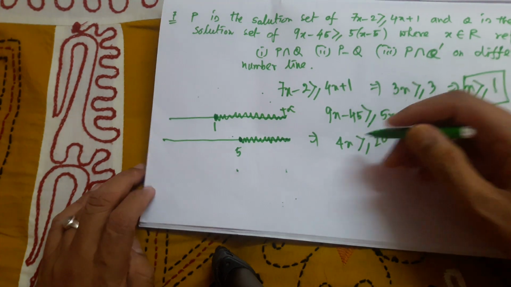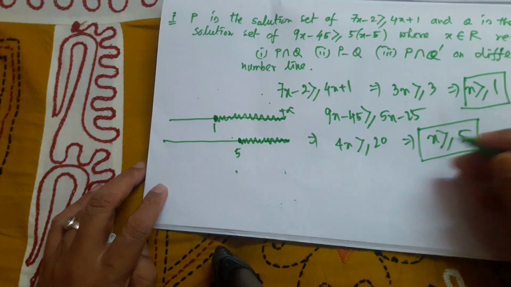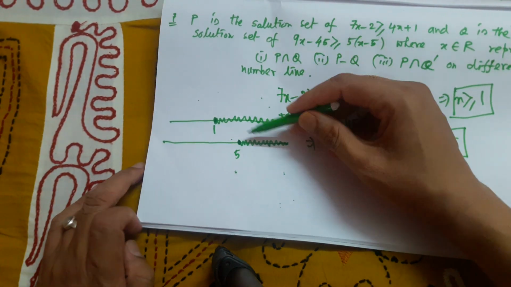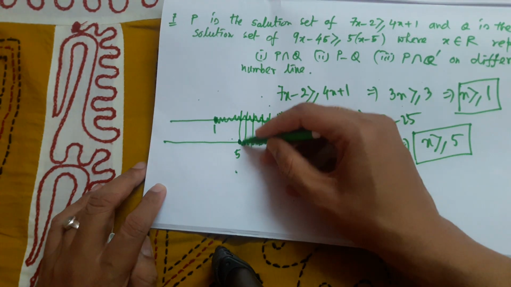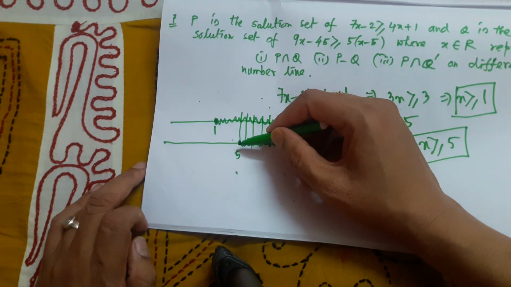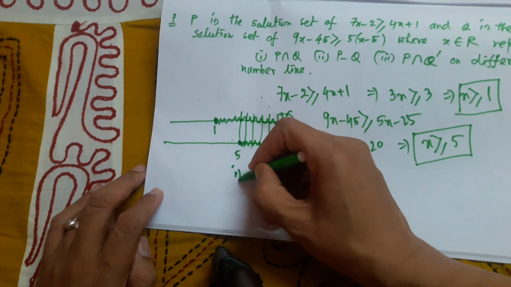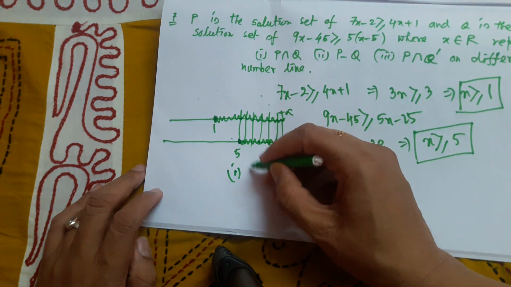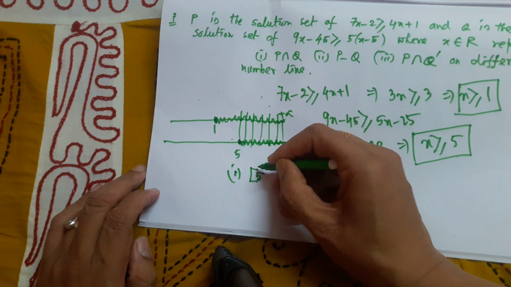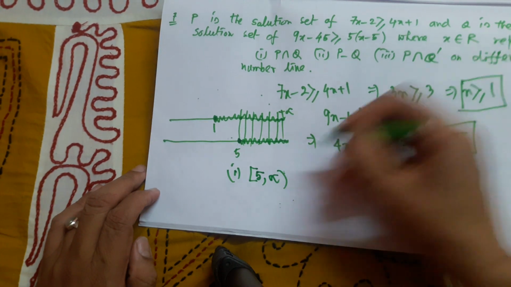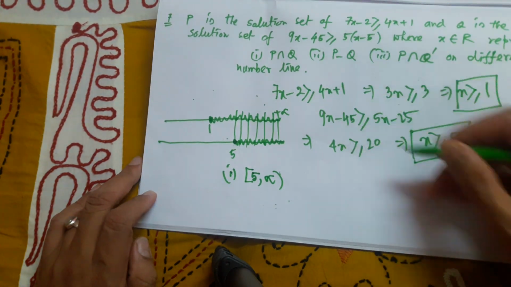Right? Now first, P intersection Q means common between P and Q. So common will be 5 close to infinite open, because here 5 is a closed circle and here also 5 is closed. So the answer of 1 will be from 5 close to infinite. It is number 1.